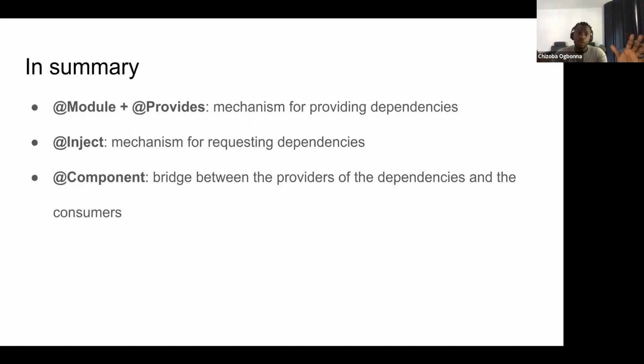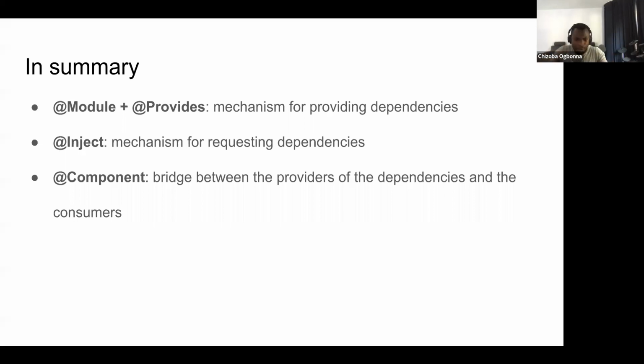Yeah, so in summary, the modules and provides, these are the mechanisms used to provide a dependency. The inject, this is how you request the dependencies, and the component serves as a bridge. So once we have this idea, this is the mental model of Dagger that I want us to build. The modules and providers.